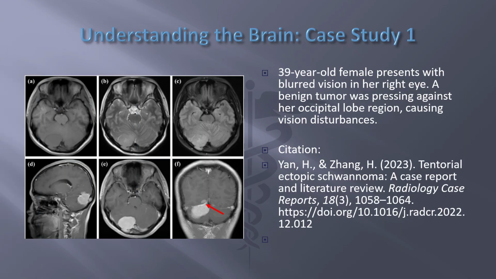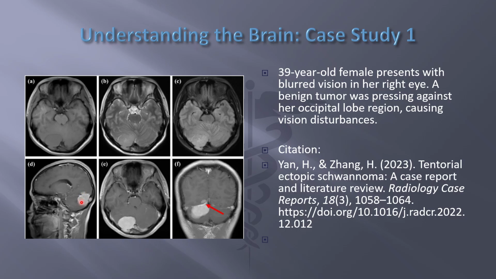We are going to be discussing case studies just to understand the brain. So here we have case study number 1. We have a 39-year-old female presenting with blurred vision in her right eye. Basically this patient had a benign tumor which was pressing up against her occipital lobe region, and that was causing vision disturbances. So here in this MRI, which is a form of medical imaging, you can see this white region right here that I'm pointing to. That is the benign tumor.